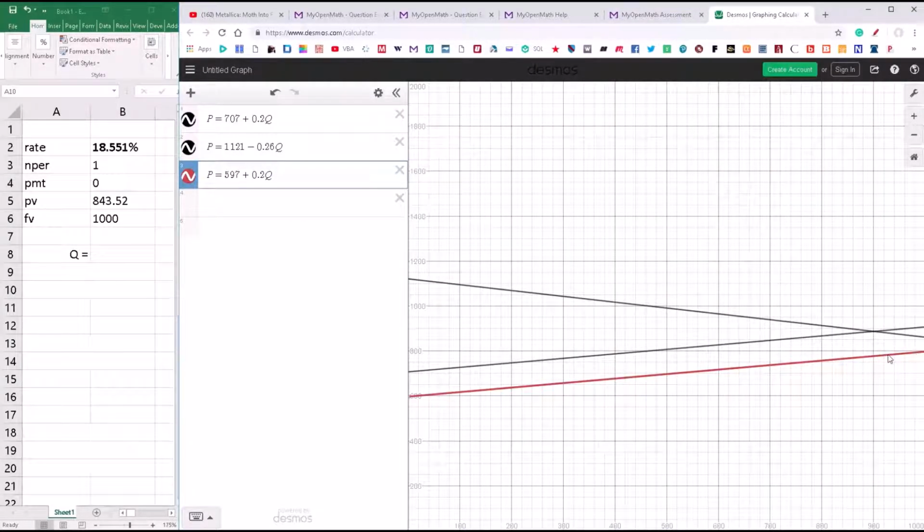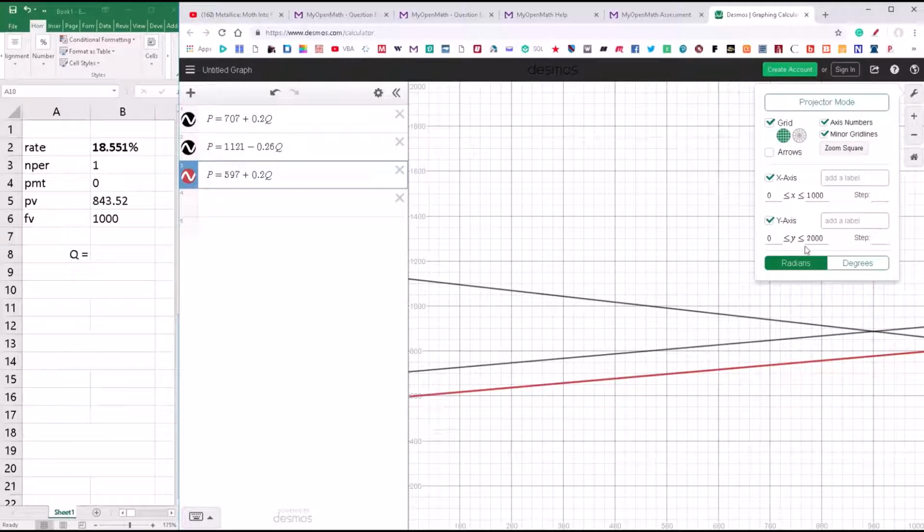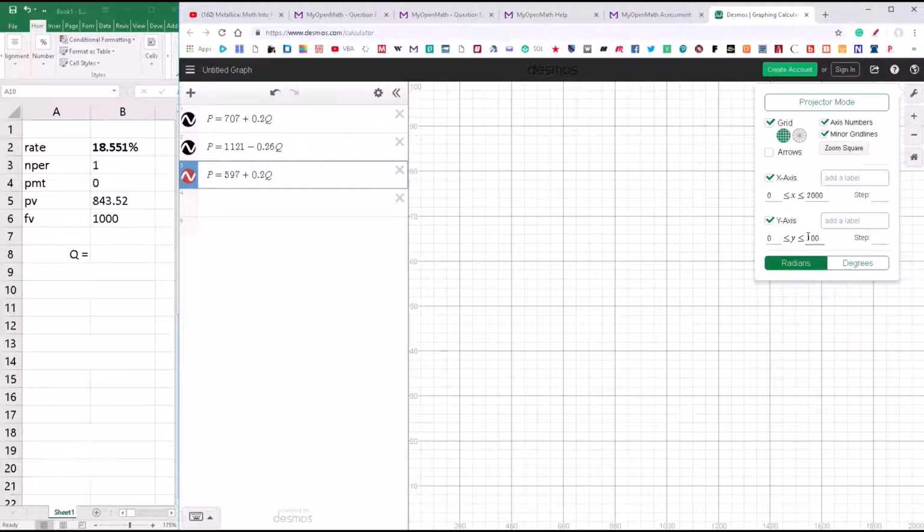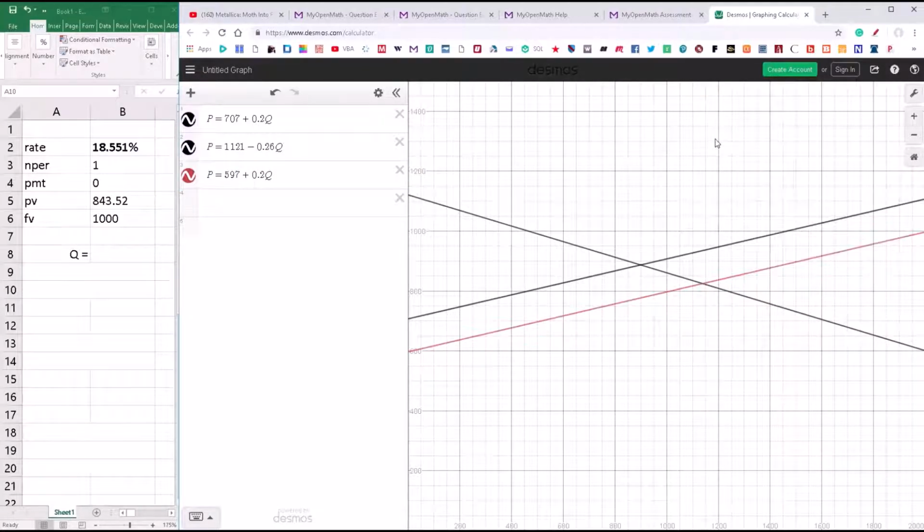Now we're off the page here, right? So we have to adjust the width of the x-axis, and I'll change it to 2,000, and I think I'll change the y to 1,500, kind of spread it out a little better. Okay, so we want to know the equilibrium price and quantity at this new equilibrium here, where red supply crosses black demand.